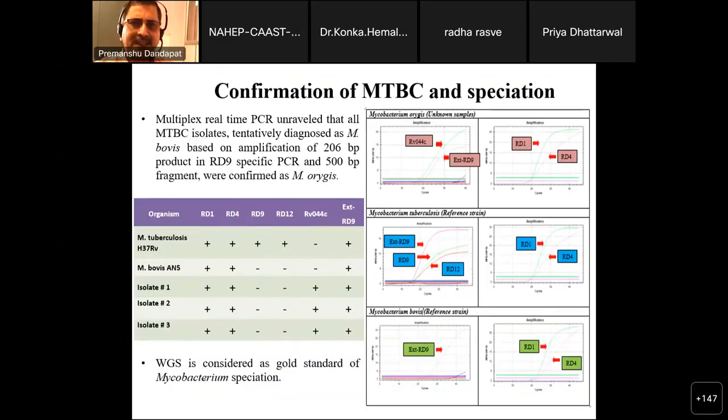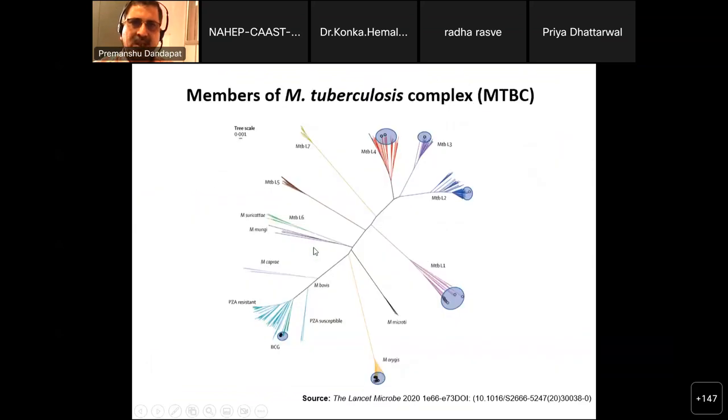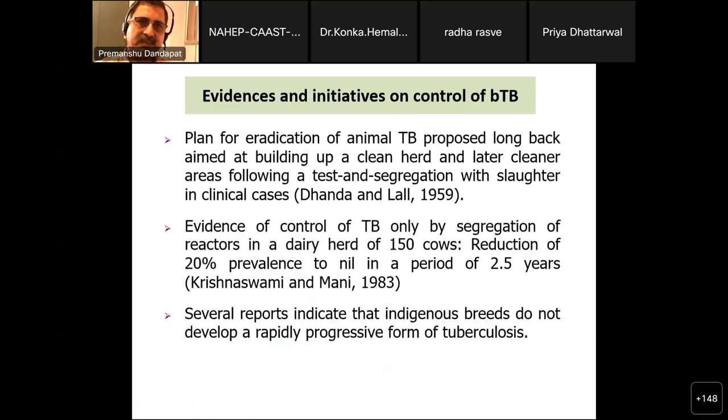So this is the real-time picture I'm just trying to show you. Based on this, it can also be diagnosed. So these are the different strains or the lineages of MTBC that I have already shown to you. And this particular thing we have published in the Lancet.